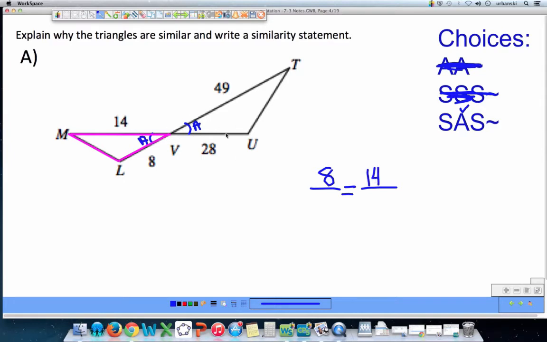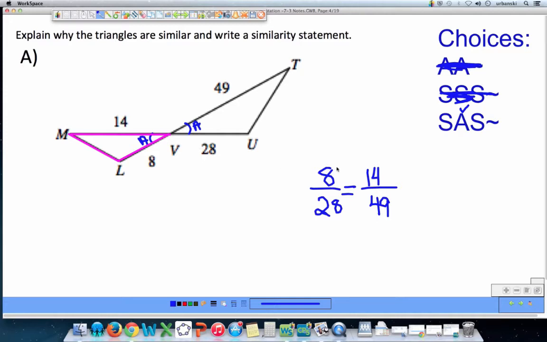Then for the black triangle here, you do the same thing. If you just put the least to greatest, as long as they're both wrapping around the angle, then it will work. The smallest is 28 and the biggest is 49. And all we have to do now is see if these sides come out proportional.